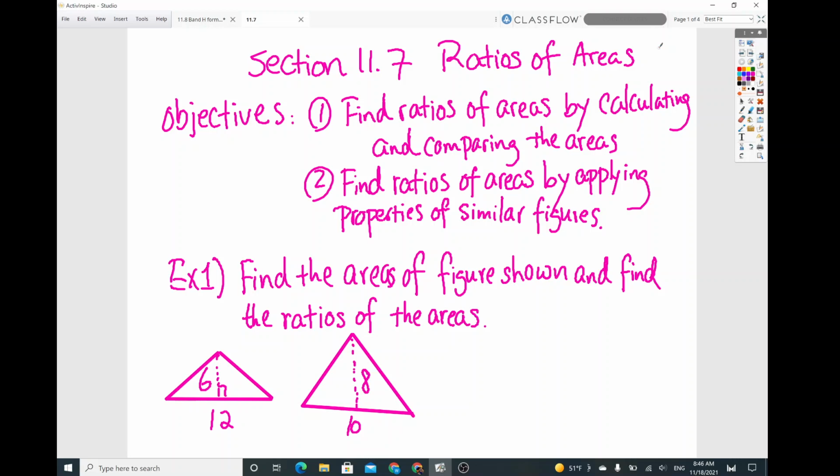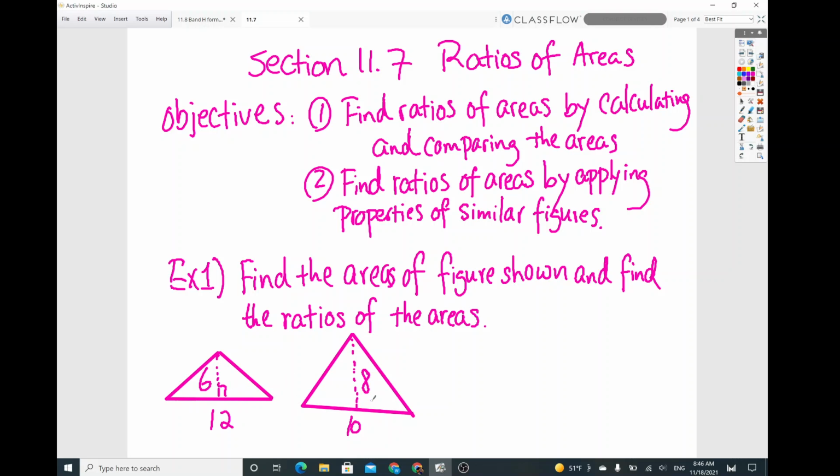The objectives for the lesson today: number one, find ratios of area by calculating and comparing the areas. And number two, find ratios of area by applying properties of similar figures. As you can see, one objective is about two different triangles, finding the ratios of the areas, and the other is finding the ratios of the areas if those figures are considered similar. So, find the areas of the figures shown and find the ratios of the areas.